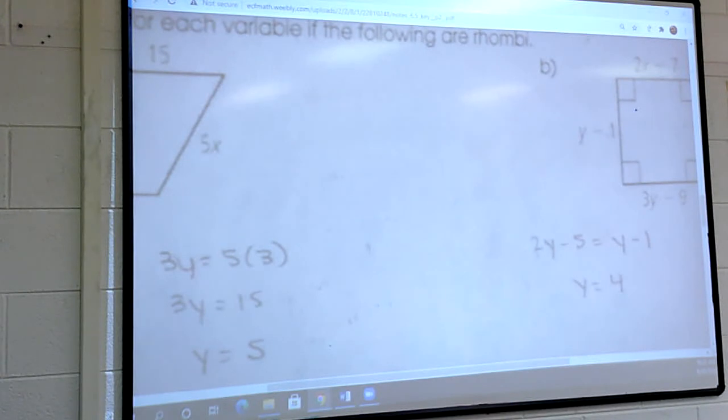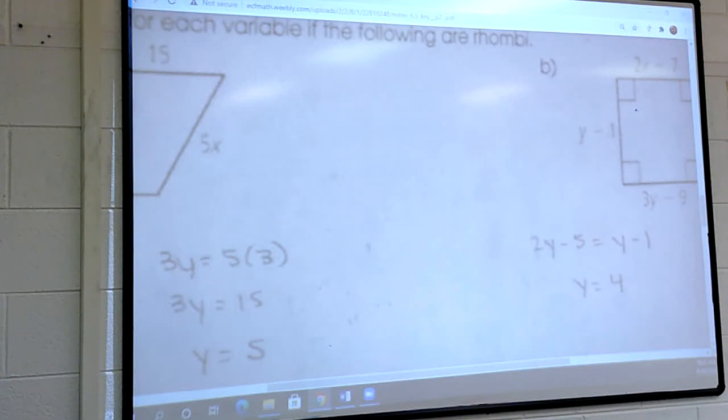Okay. 3, right? Because 4 minus 1 is 3. You plug it into the other one. 3 times 4 is 12, minus 9 is 3. So all the sides are 3. So we know that all 4 sides, because this looks like a square here, are equal to each other.